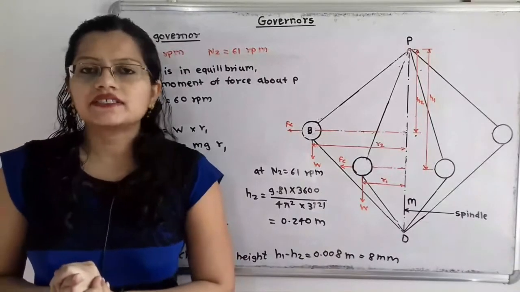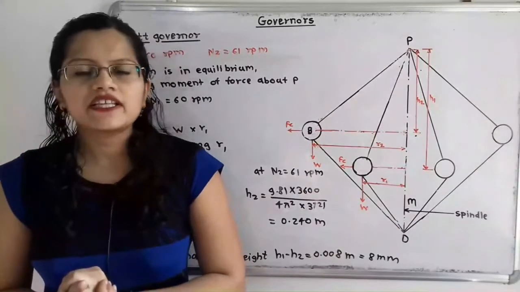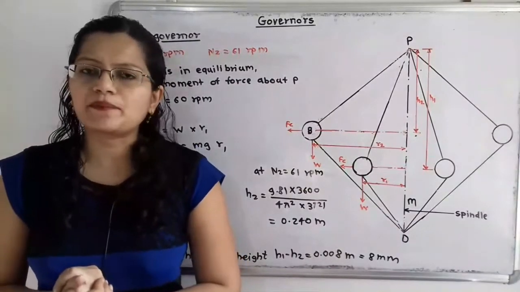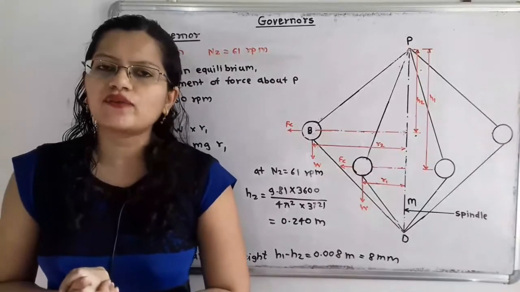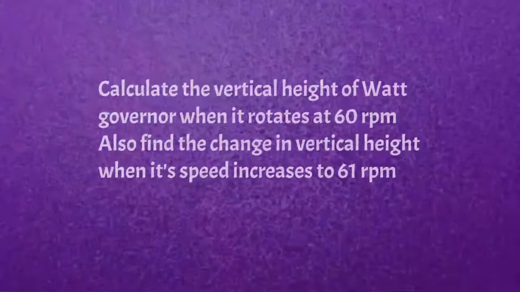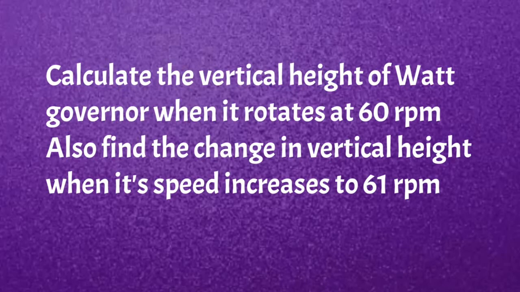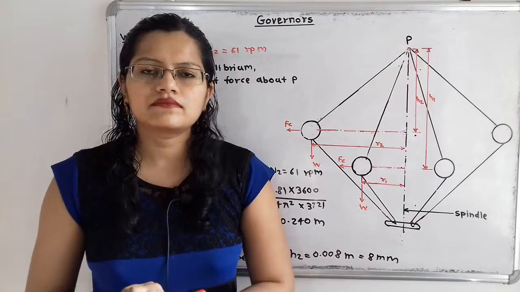Watt governor is the simplest form of the centrifugal governor. In this video we are going to use simple basic formulas instead of complicated formulas. Now first I will read the given problem. Calculate the vertical height of Watt governor when it rotates at 60 rpm. Also find the change in vertical height when its speed increases to 61 rpm. So this was the given question.